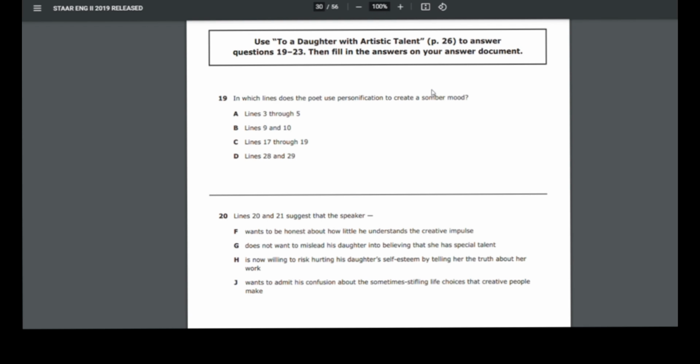And then have them go up to the first poem and first find an example of personification in one of these sets of lines. So lines 3 through 5, or lines 9 and 10, or lines 17 through 19, or lines 28 through 29. Now, this may not be the entire poem, but it pretty much is, but at least the students are still not reading extraneous lines.